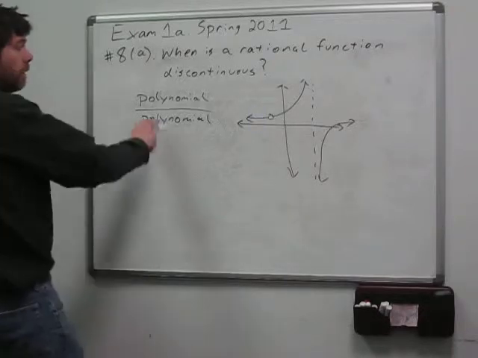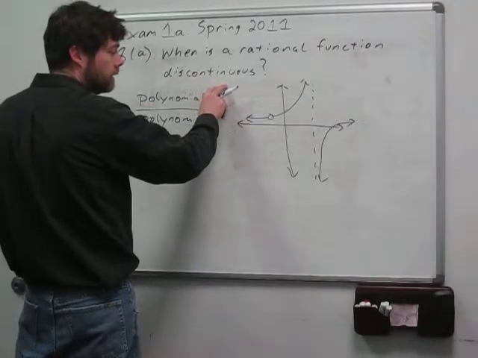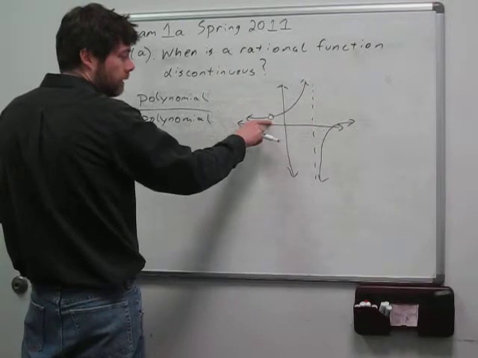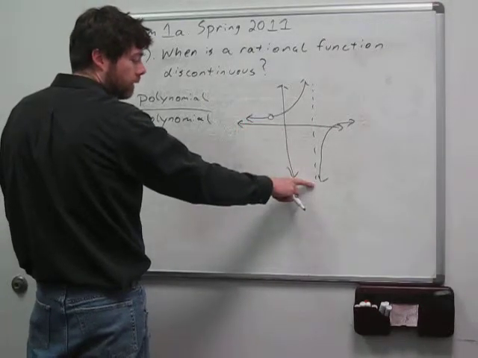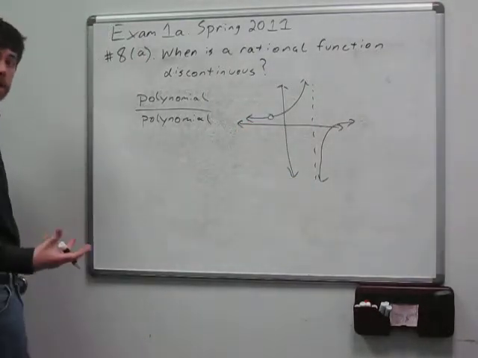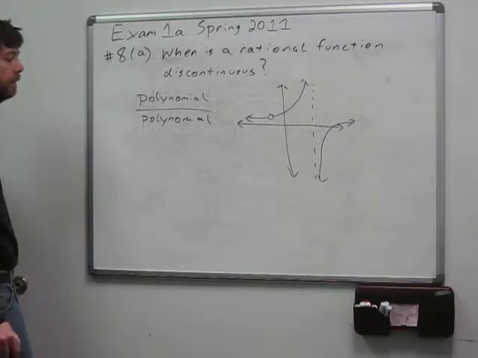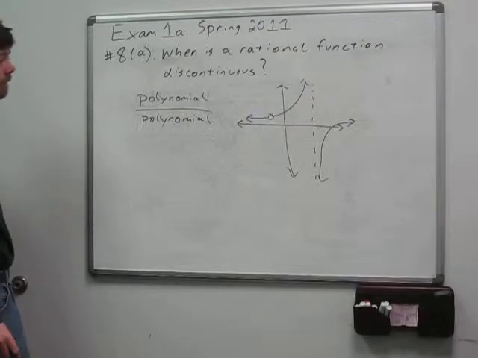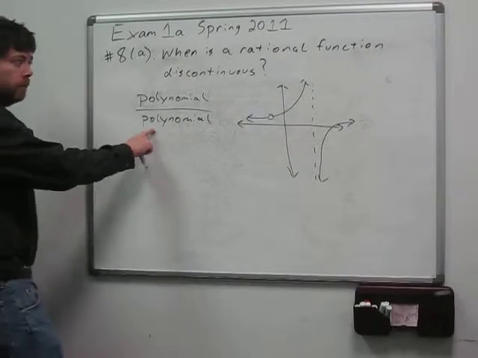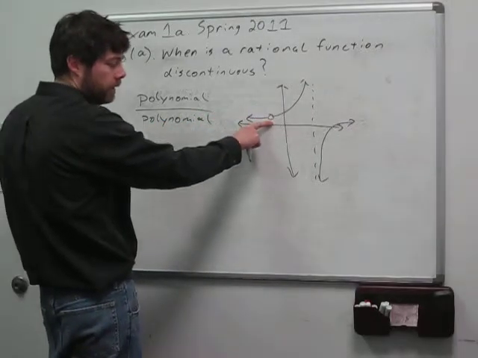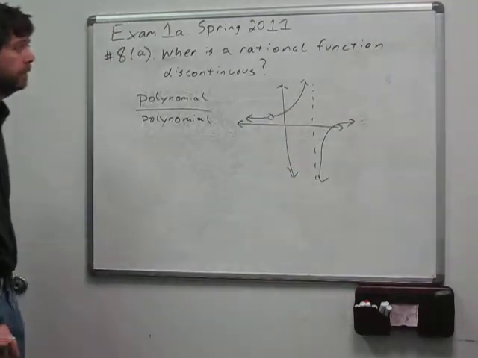So really, where a rational function is discontinuous, you're going to get either a hole or a vertical asymptote. And those things will happen when the bottom polynomial is equal to 0. When the bottom's 0, our graph might have a hole in it, or it might have a vertical asymptote.